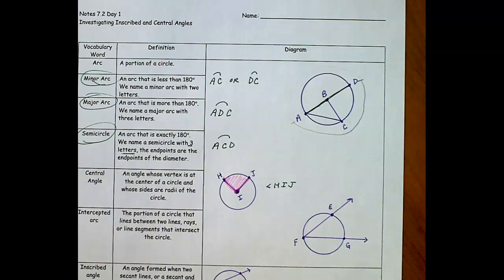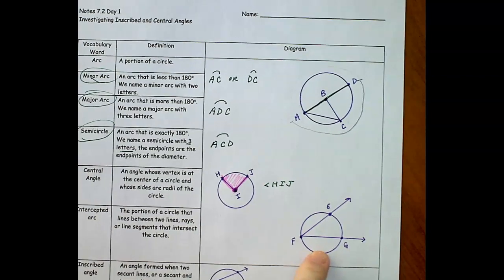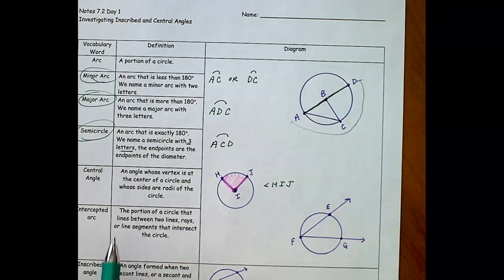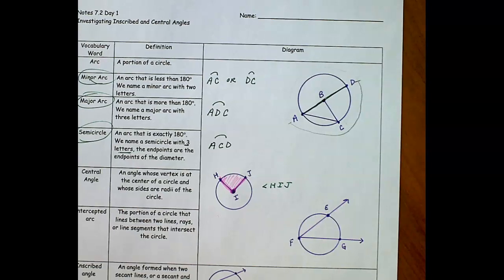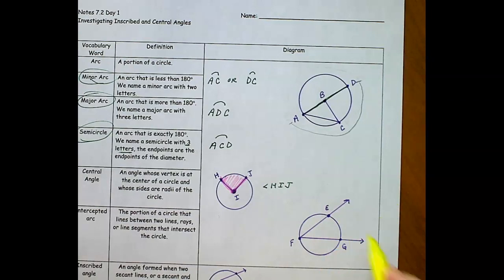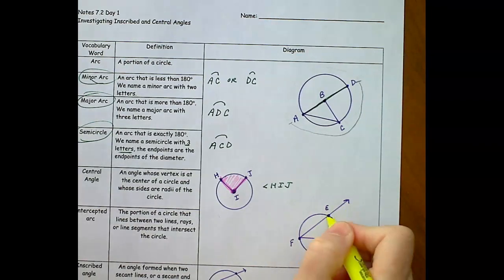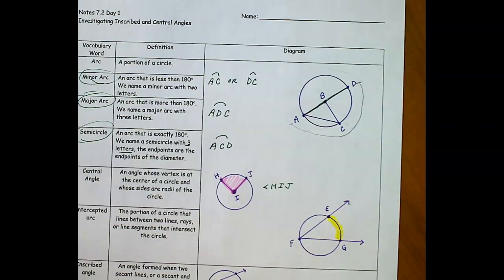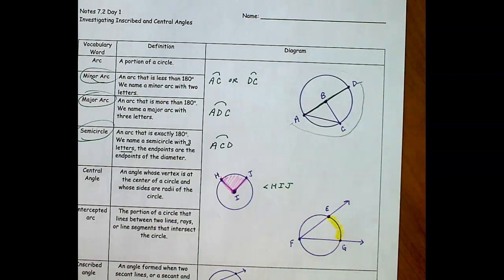Next definition is going to be an intercepted arc. I just drew a random picture. It could be, you know, all different types of pictures, but the definition is the portion of the circle that lies between 2 lines, rays, or line segments that intersect the circle. So usually you're going to have some kind of intersection. So these guys here, the arc that's going to be intersected is going to be EG.